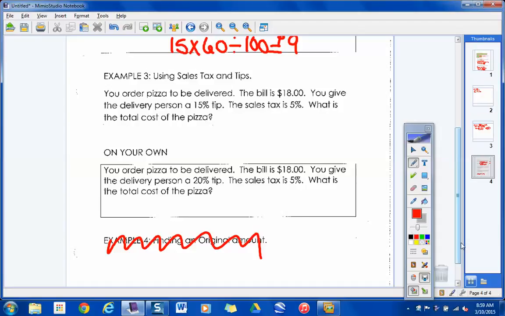Says right here you have a total bill of $18. You're going to give the delivery person a 15% tip, and the sales tax is 5%. What's the total cost of the pizza? Guys, when we tip, are we marking up our value? So we're marking it up, right? So is this a percent increase or a percent decrease, kiddos? Increase. It's an increase, right?